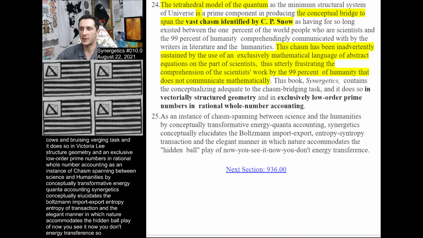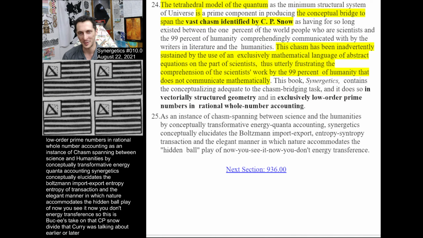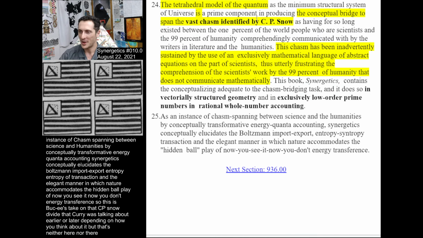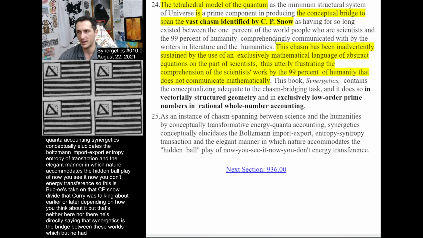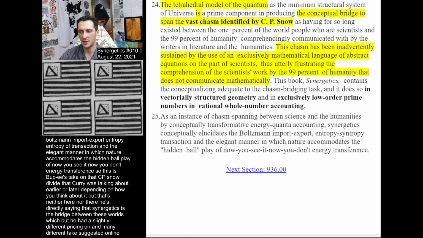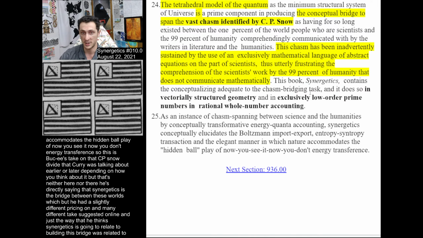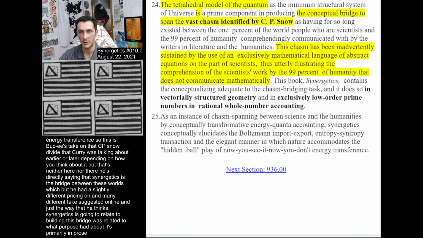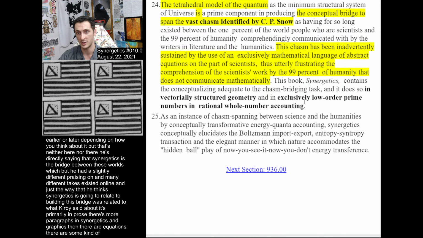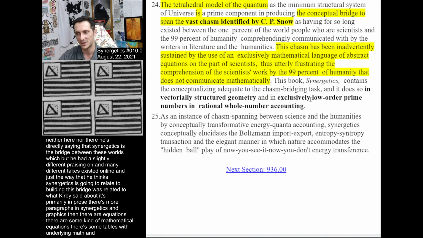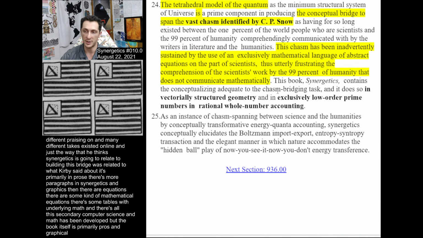So, this is Bucky's take on that C.P. Snow divide that Kirby was talking about earlier, or later, depending on how you think about it. But that's neither here nor there. He's directly saying that Synergetics is the bridge between these worlds, which Bucky had a slightly different phrasing on, and many different takes existed online. And just the way that Bucky thinks Synergetics is going to relate to building this bridge was related to what Kirby said about it being primarily in prose. There are more paragraphs and graphics in Synergetics than there are equations. There are some mathematical equations, and some tables with underlying math, and all this secondary computer science and math that's been developed, but the book itself is primarily prose and graphical, experiential maybe.